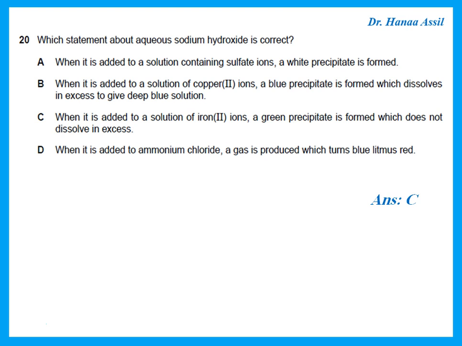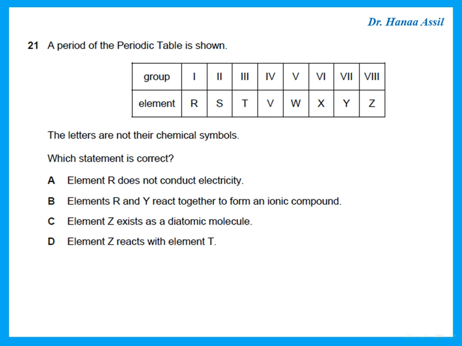When it is added to ammonium, the gas produced turns blue litmus red. Well, actually, you use sodium hydroxide, you add it to ammonium, and you heat, but the gas that is produced does not turn the litmus paper from blue to red, because the gas that comes out is ammonia. It will turn the red litmus to blue. So the only one that's correct is C.